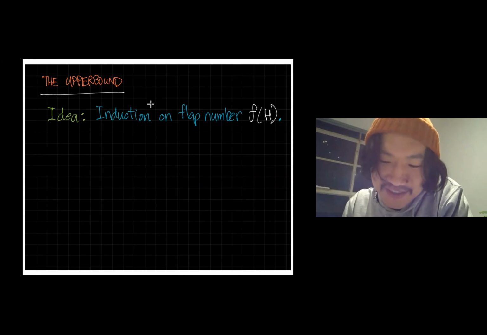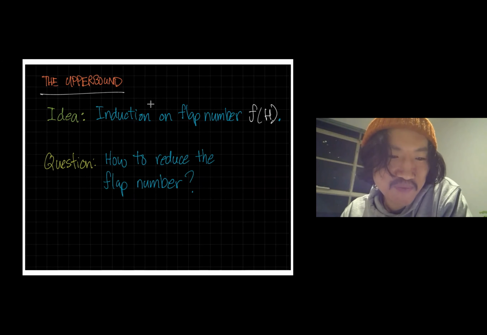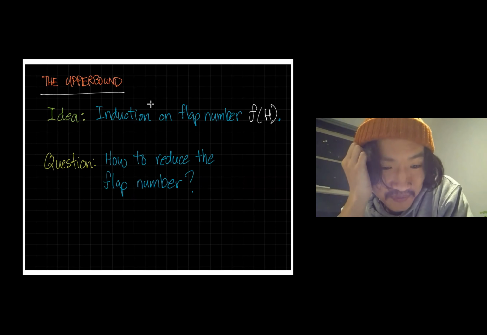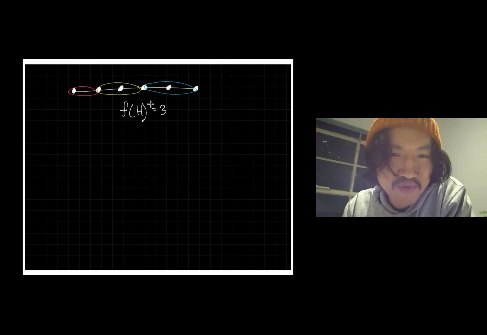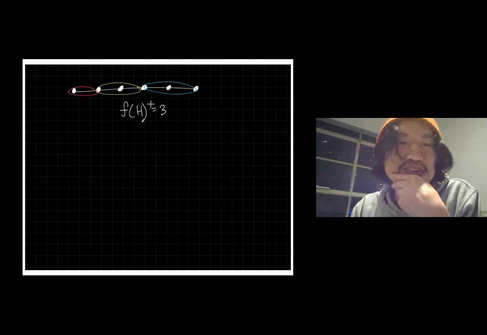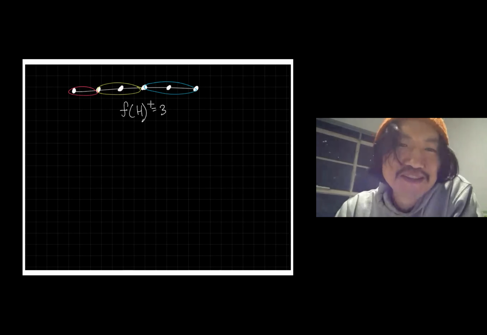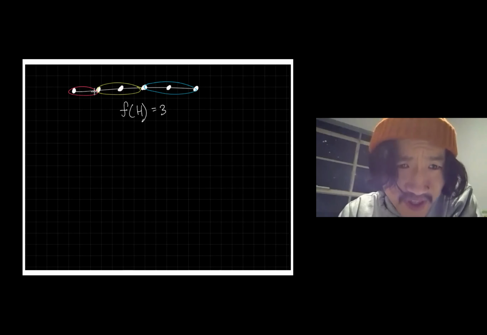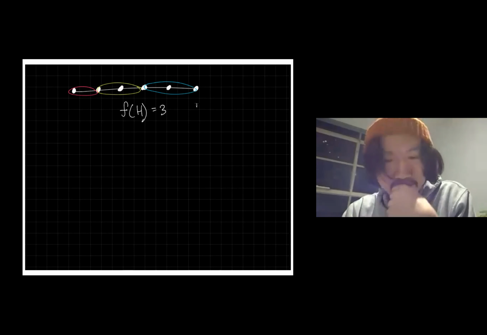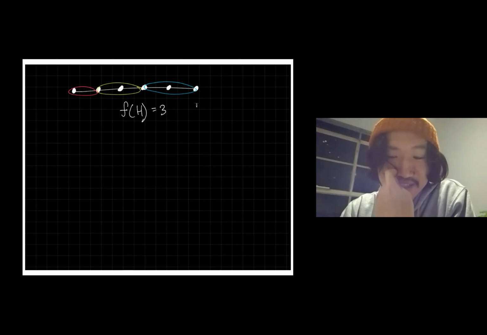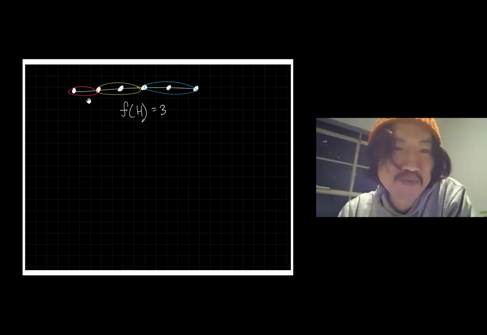So what we need is some operation that reduces the flap number. So let's consider some examples. Let's think of a path on six vertices. This path has flap number three. I've drawn three flaps: there's a red flap, a green flap, and this blue flap here. And I want to reduce the flap number by eliminating one of these flaps.